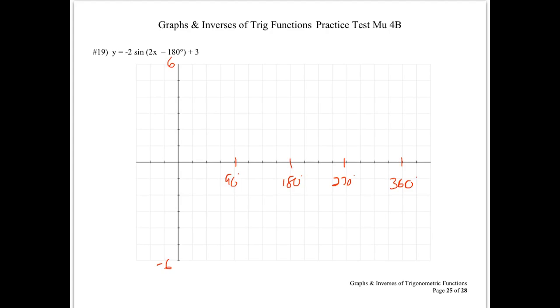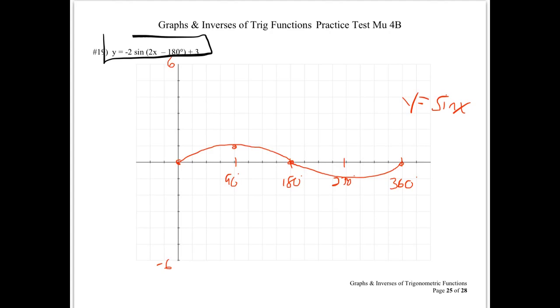Parent graph. You had points at (0, 0), (90, 1), (180, 0), (270, -1), (360, 0). So your curve looks a little something like this. That would be y equals sine of x.